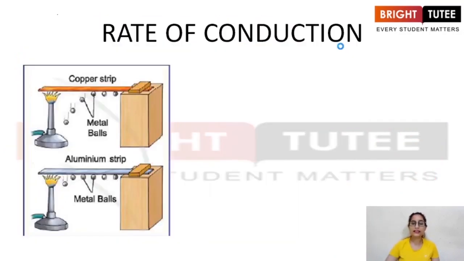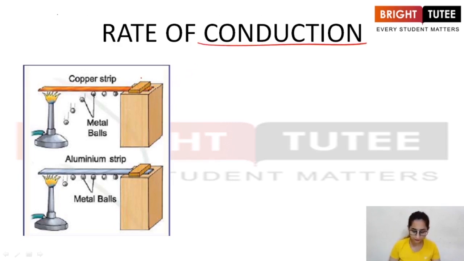Next thing is rate of conduction. We just noticed that heat can be transferred through conduction, right? Conduction is a mode of transfer of heat. So what happens if we talk about the rate of conduction of different substances? Basically, we have to tell which substance will get heated faster as compared to the other substance, right? We are basically comparing two objects for their conduction power, right?